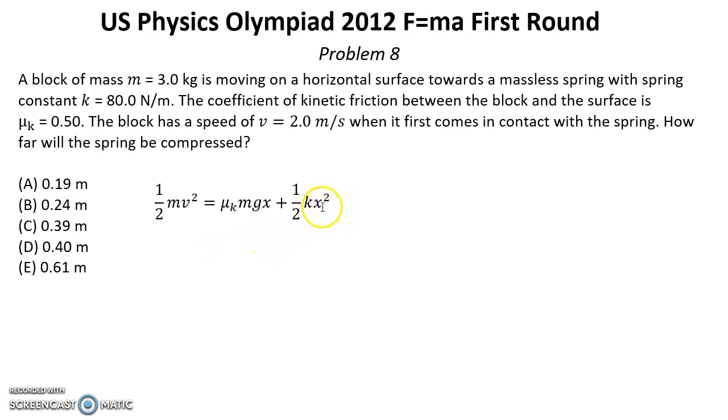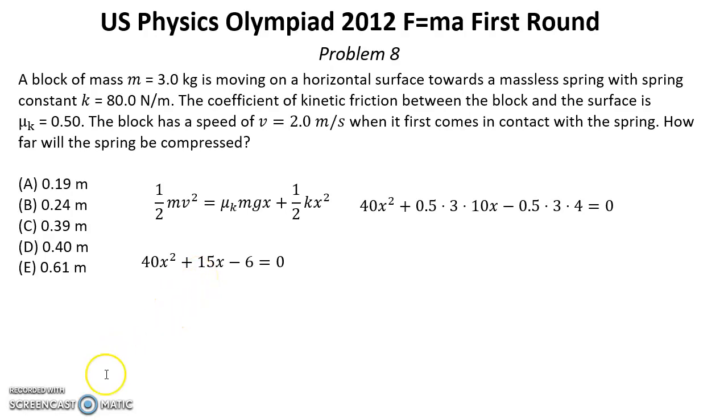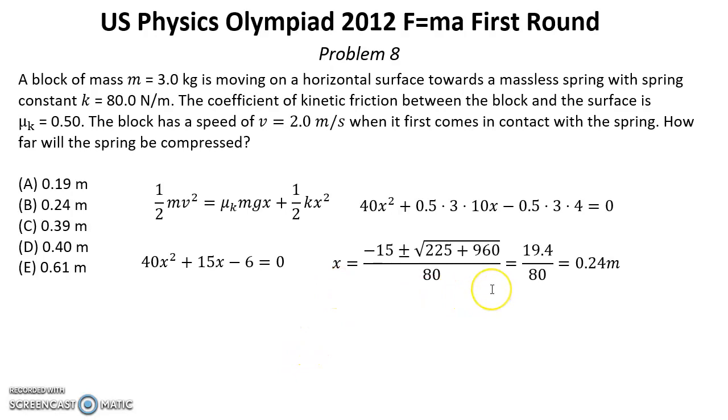As we can see, this is a quadratic equation in x. Let's put in the numbers and calculate the result. This is our equation in numbers, and after simplification we have this equation. Let's solve it. This gives two roots, but we have to take the positive root, not the negative. For the positive we have 0.24 meters, which is answer B.